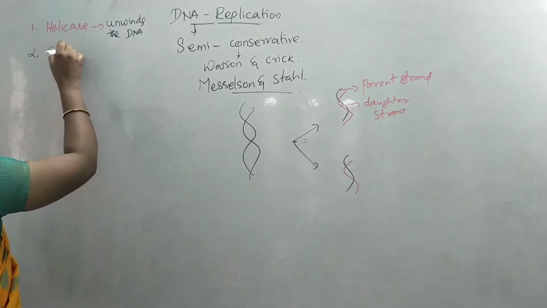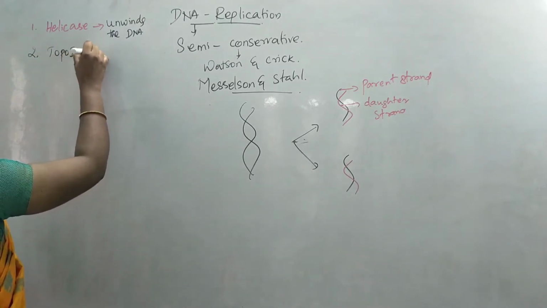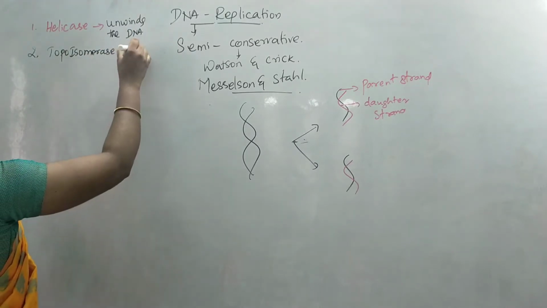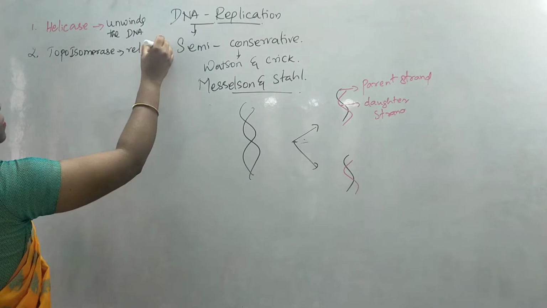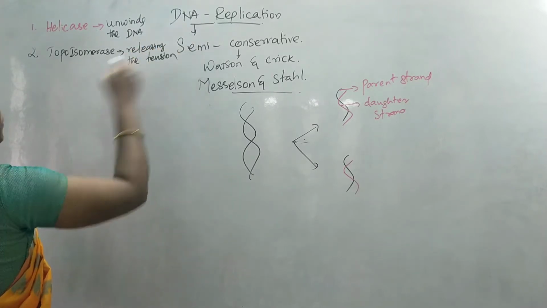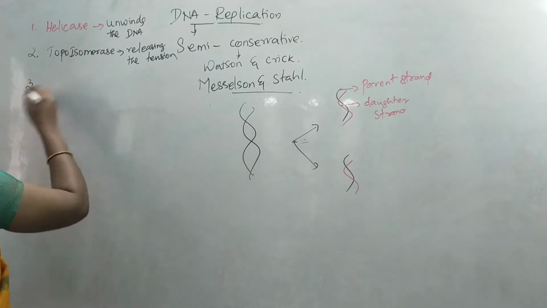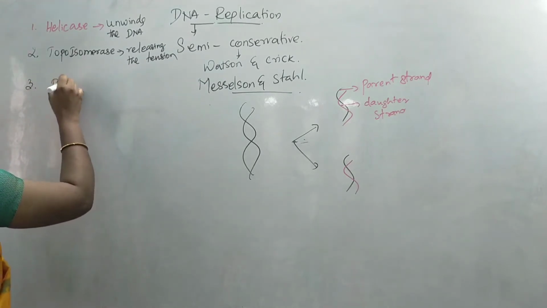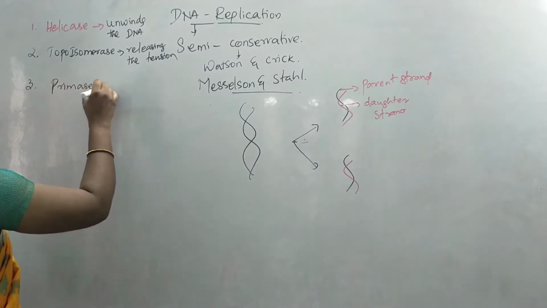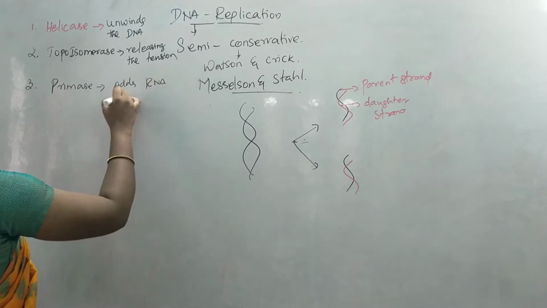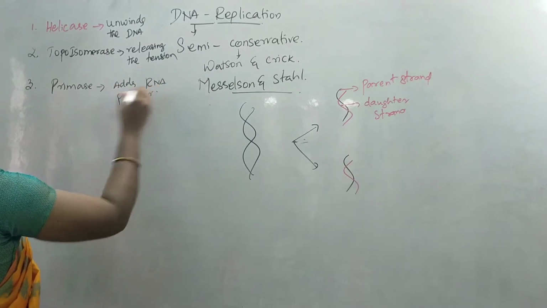The second enzyme we learnt about is topoisomerase. Topoisomerase helps in releasing the tension between the strands. The third important enzyme we should learn about is primase. It adds the RNA primer to start the process of replication.